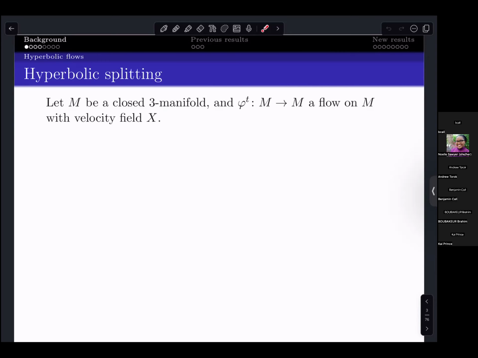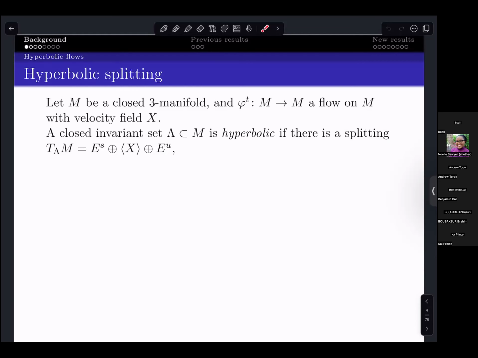Okay, so I'm going to work only in 3-manifolds, and phi t is going to be my flow, and I'm going to need a name for the vector field associated to the flow. That's going to be X. So what is the hyperbolic splitting? Well, a closed invariant set, lambda, is hyperbolic if there is a splitting like this. The tangent bundle splits into 3 directions. One is E^S, which is the stable direction. One is just the direction of the flow generated by the velocity field. And the other one is E^U, which is the unstable direction.